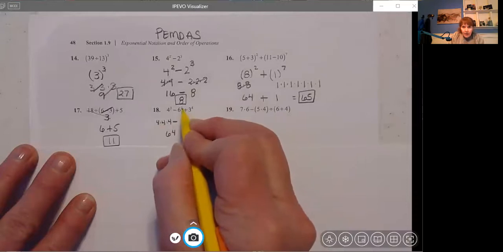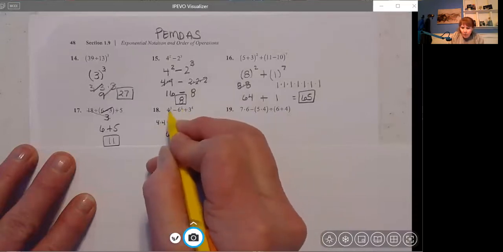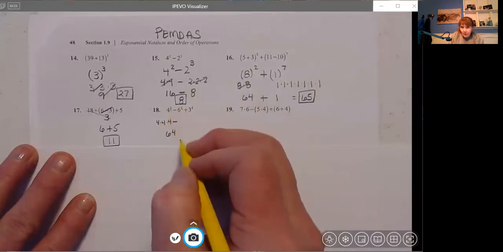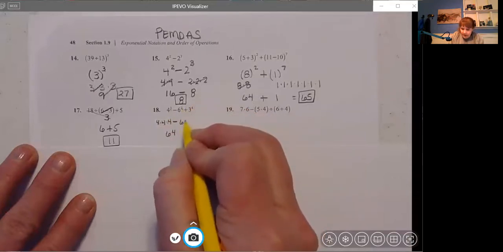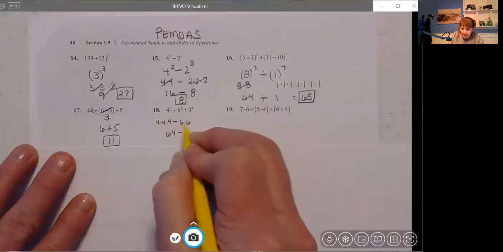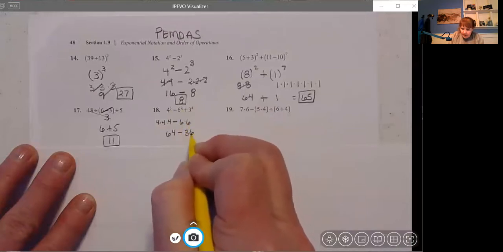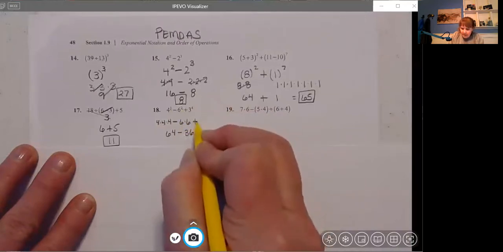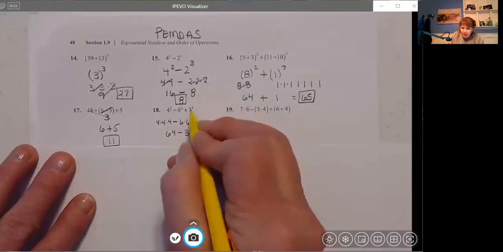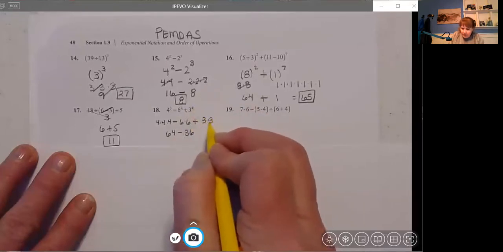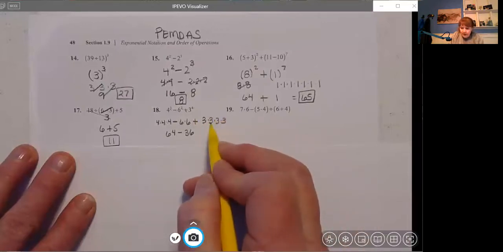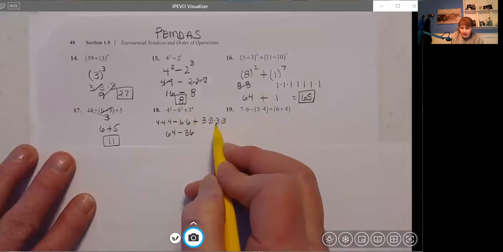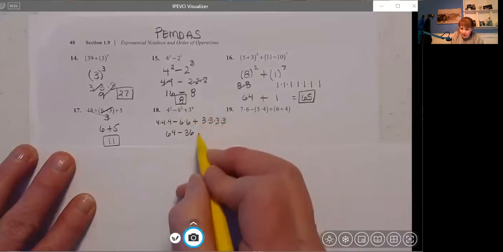6 squared, okay, and again, that was 4 cubed, or 4 to the third. 6 squared is 6 times 6. 6 times 6 is 36. Plus 3 to the fourth, 3 times 3 times 3 times 3. So 3 times 3 is 9, times 3 is 27, times 3 is 81.